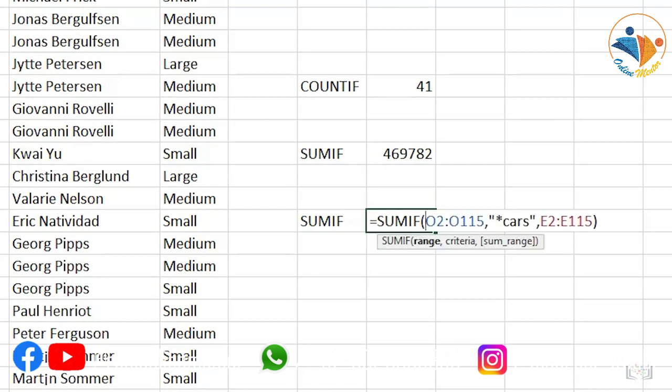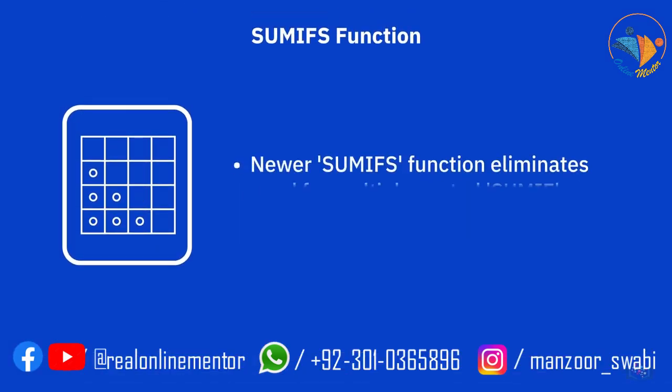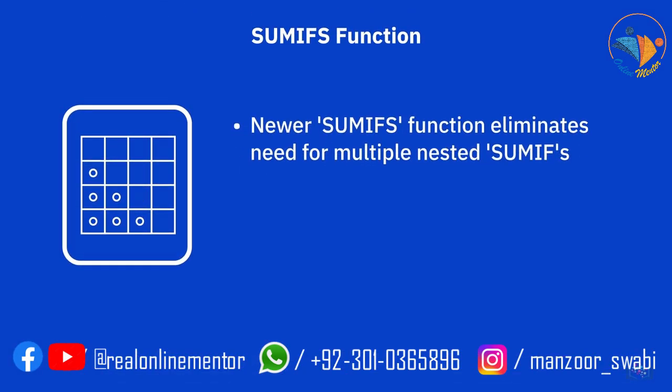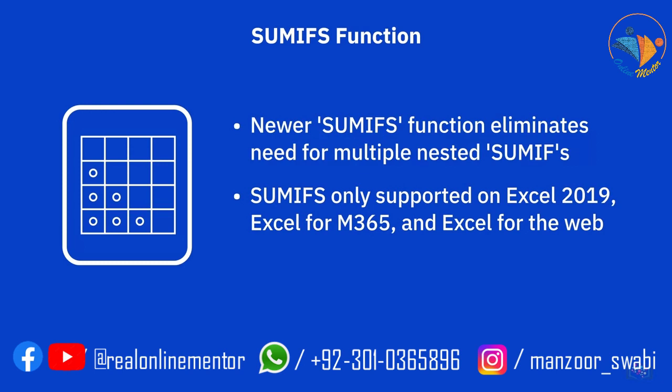For example, if we enter the formula you can see in cell AD13, it will sum all the car sales in column E for only those products in the product line column that end in cars. There is also a newer function called SUMIFS that you can use to sum cells based on multiple criteria. This removes the need to use multiple SUMIF functions in a long and complex single formula. The SUMIFS function is only supported on Excel 2019, Excel for Microsoft 365, and Excel for the web.